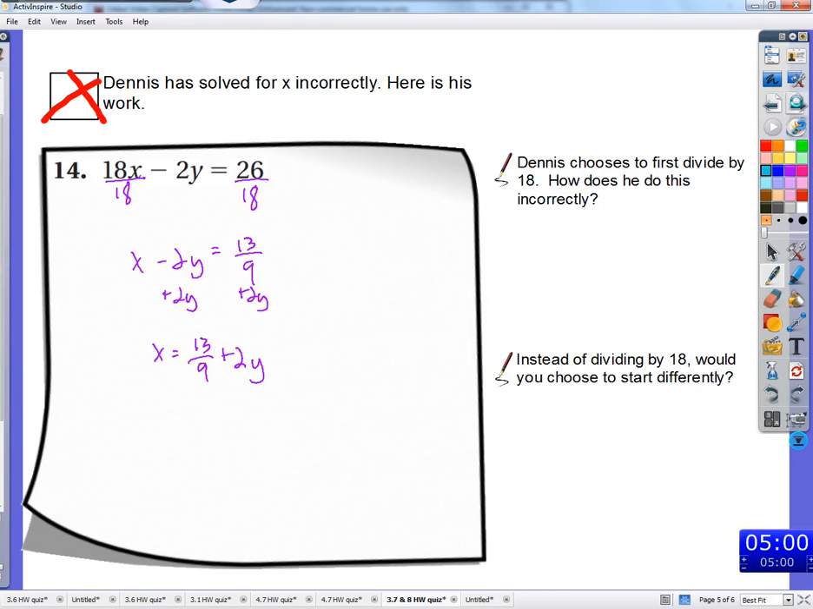Okay. So Dennis has solved this incorrectly. This is a mistake that I see a lot of people making. It's very common. So let's address it. And hopefully, you know, it makes an alarm go off in your head next time you try to do this.